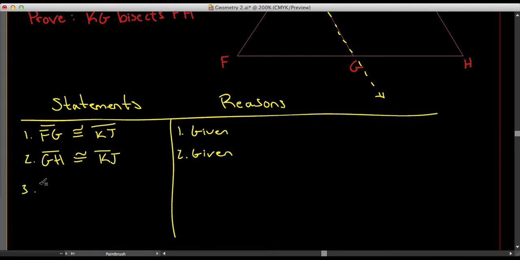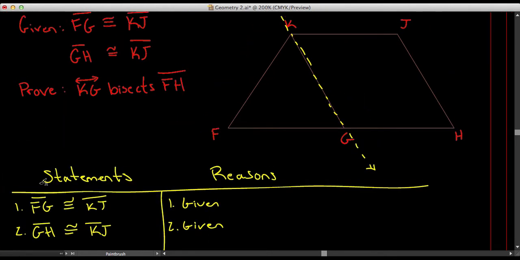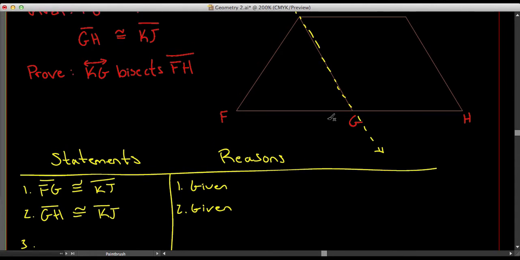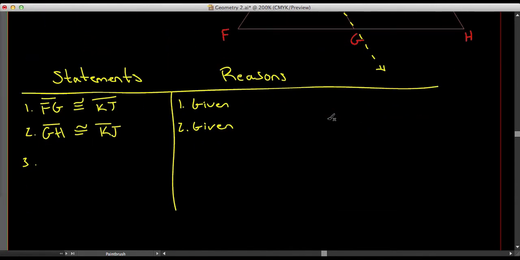Okay, well, if we're trying to figure out if KG bisects FH, then we want to determine if FG is congruent to GH, because if they're the same distance, then that would be halving it, and the line KG would be bisecting it. Well, we can already say if FG and GH are both congruent to the same line segment, then they must be congruent. And the reason why I know this is because of the transitive property.